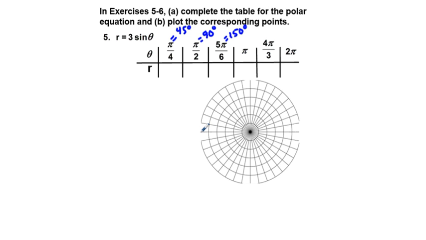Pi is going to be over here on the left of the circle. That's the same as 180 degrees, pi radians. 4 pi over 3 translates to 240 degrees, so put in 240 degrees. And then 2 pi is going to be equal to 360 degrees, a full rotation around a circle.